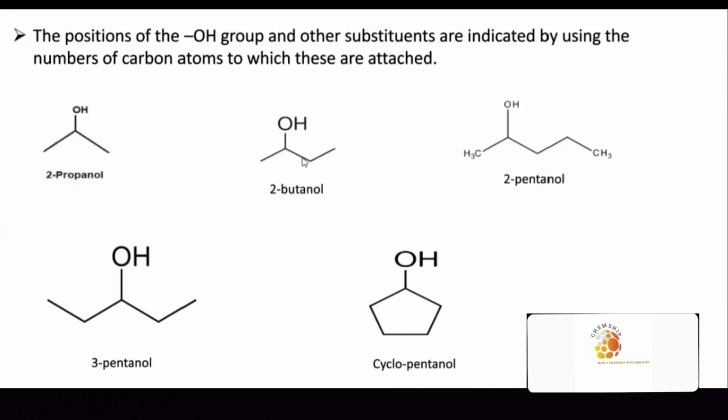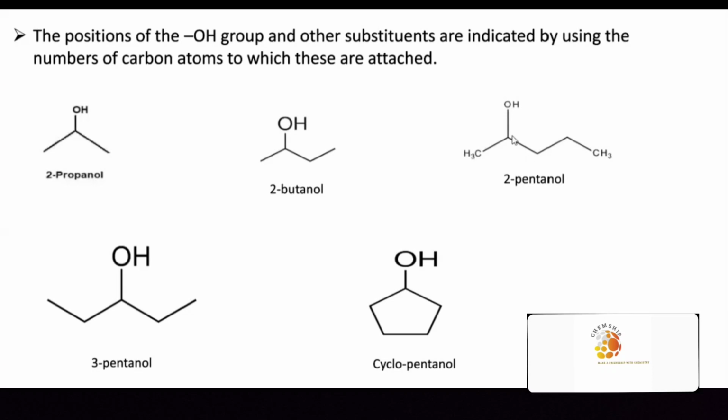That is 2. What is the parent chain here? Here the parent chain is butane. So my name starts with butane plus the position of the OH is 2 and my OH group has the suffix name OL. So its name is butane plus 2 plus ol, that is butane-2-ol, or we can easily pronounce it as 2-butanol.